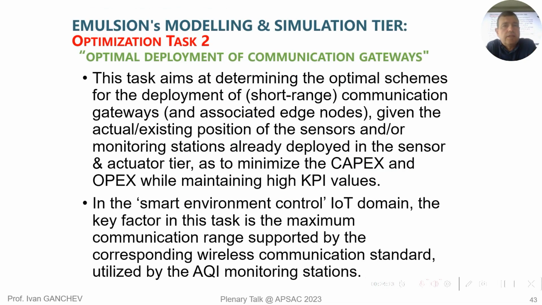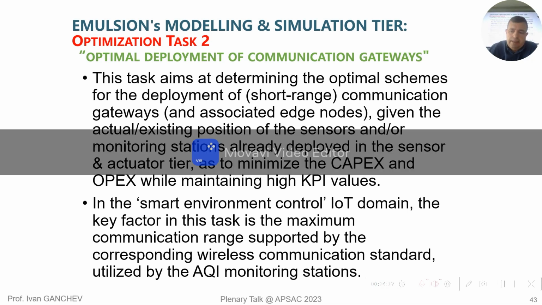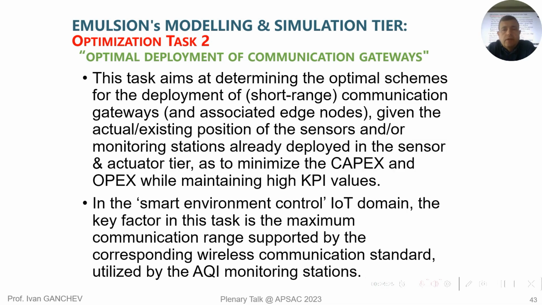The second optimization task is in relation to communication gateways. This again, the number of these should be minimized, of course, to achieve efficient system operation.